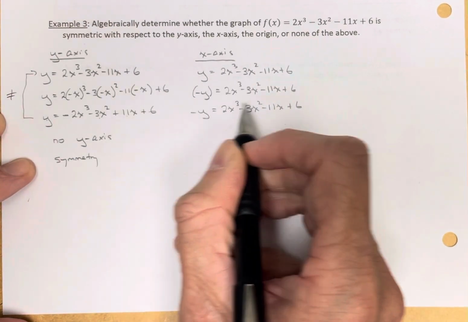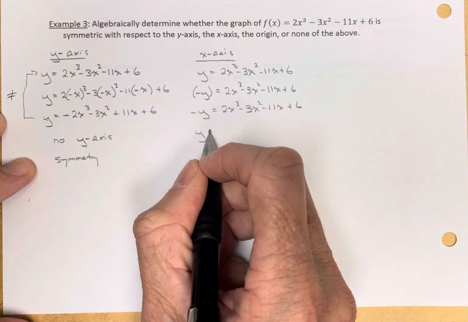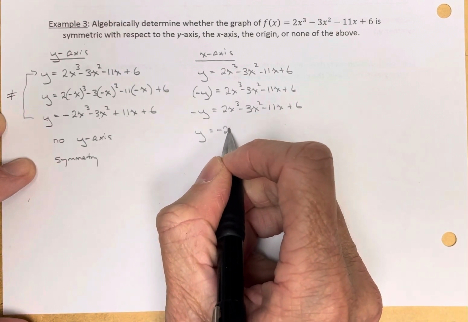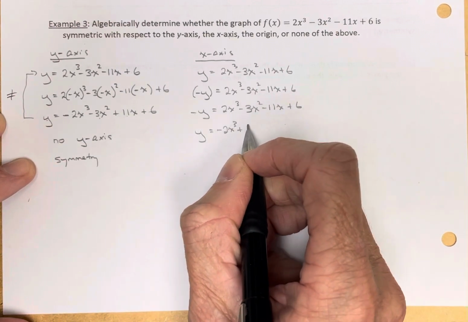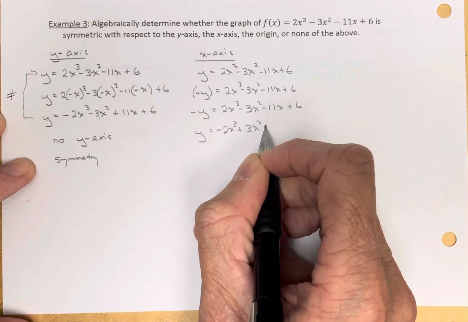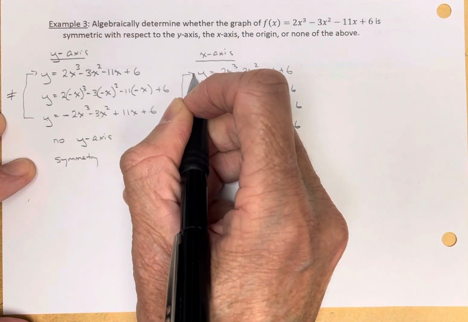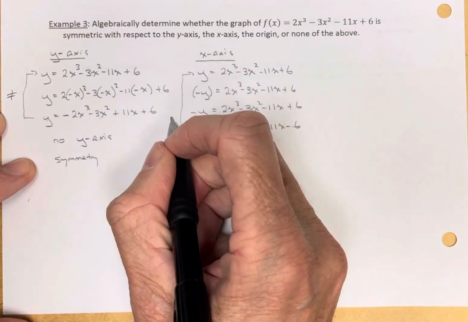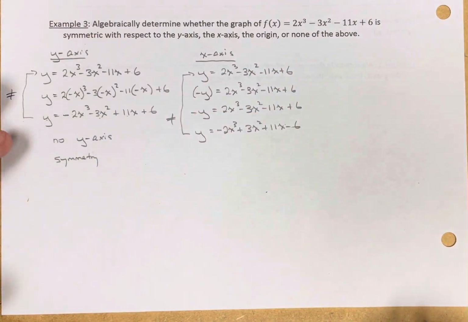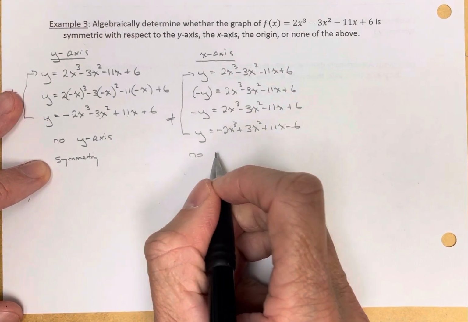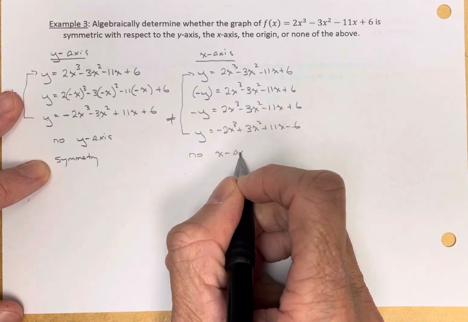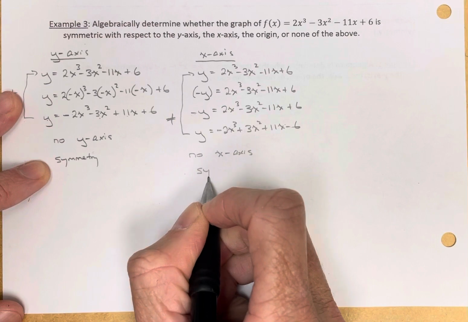And I'm going to multiply both sides by -1 to get y equals negative 2x cubed plus 3x squared plus 11x minus 6. You're going to compare those two, and you can see they're the opposite. They're certainly not equal to one another. So there is no x-axis symmetry.